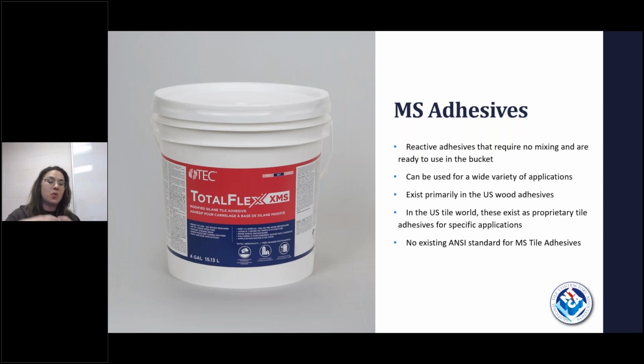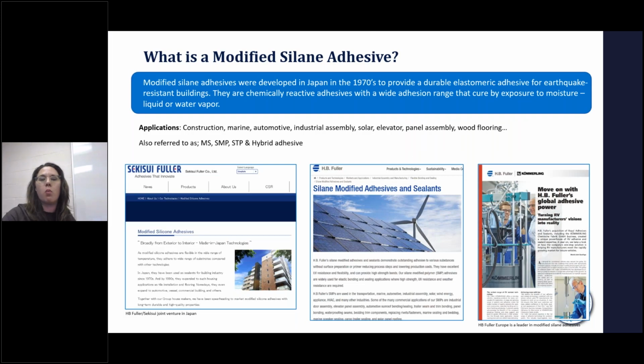With that, there's no existing ANSI standard for these types of tile adhesives, right? I couldn't go and pull up a book and tell you, hey, if you're using an MS adhesive here in the US, here's the ANSI standard related to it. Here's how you should be applying it. Here's what you should be doing. All right. So let's talk a little bit more about what modified silane adhesives are.